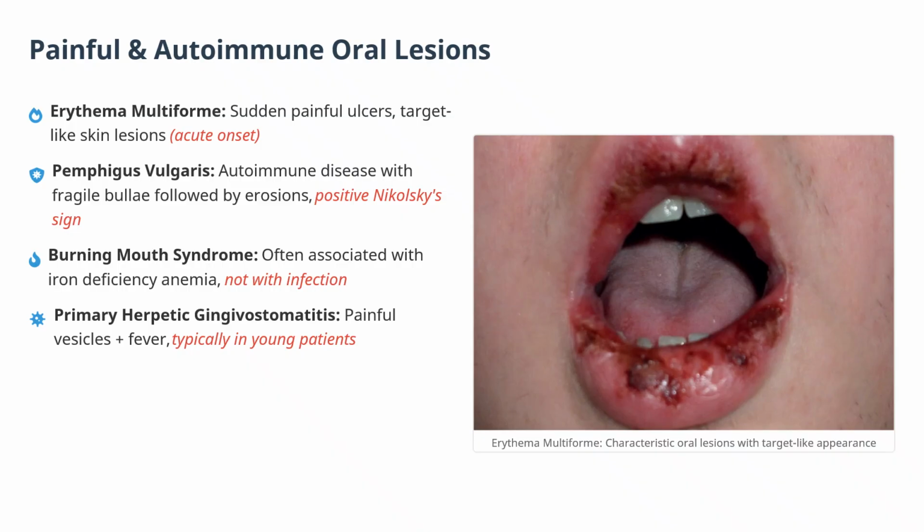Okay, the painful and autoimmune oral lesions, starting with erythema multiforme, pemphigus vulgaris, burning mouth syndrome, and primary herpetic gingivitis. I know that erythema multiforme was also covered in semester 9, and now in 10, so it will be easy for you to remember. In erythema multiforme we have sudden painful ulcers, target lesions in the skin, and it's acute. It's a disease of acute onset, which is very important to remember.